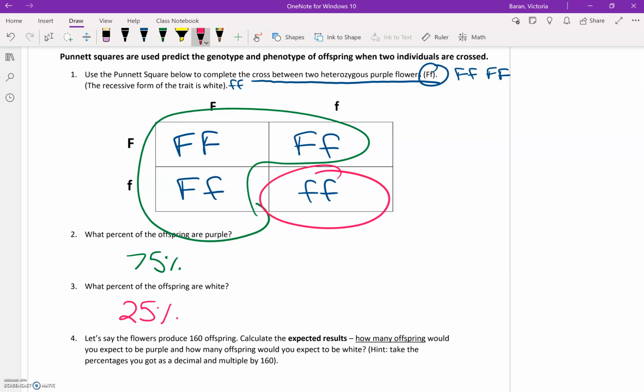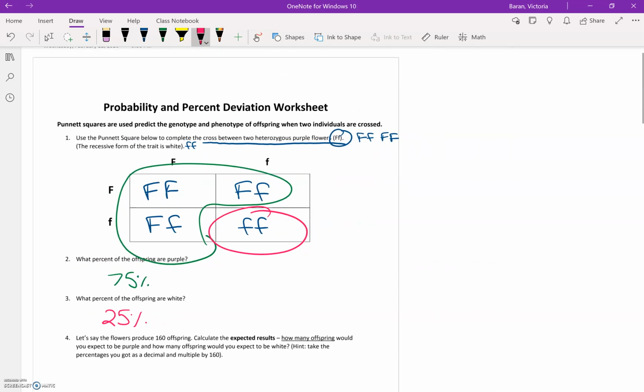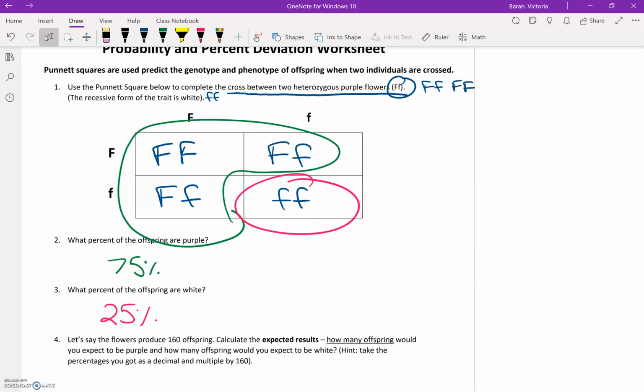All right, so that's the first step that you want to take when approaching these probability and percent deviation problems, okay? Just do the cross between the parents and figure out what the chances are. We're just focusing on phenotype here. What are the chances the offspring will be dominant or recessive for whatever trait it may be? Again, the point of the Punnett square is to figure out the probability, okay? So we're using this to make a prediction, okay?